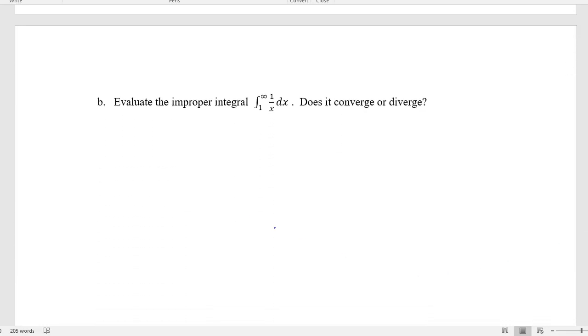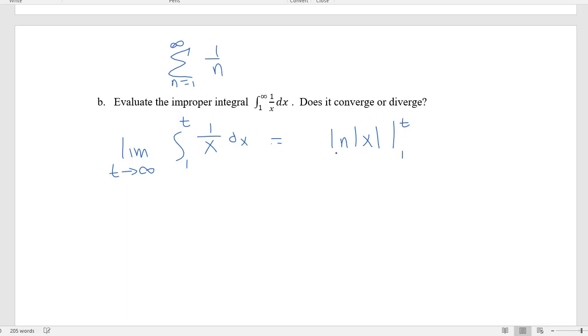Now, let's take a look at the other series, 1 over n. Again, we're exploring the connection here to 1 over n that I wrote at the top of the page. So let's integrate the function 1 over x. Again, I'm technically going to go from 1 to t, let the limit as t goes to infinity, and look at 1 over x. The integral of 1 over x is the natural log of x, going from 1 to t.